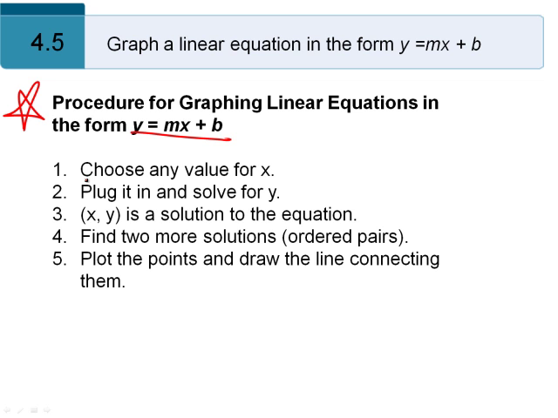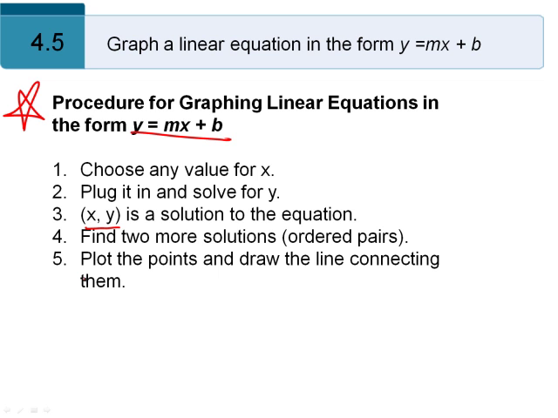Once you choose any value, you plug it in and solve for y. What you have just gotten is an ordered pair, x and y, and that's one of your solutions. Then you just have to go back and find 2 more solutions. In other words, let x equal something else the second time. If you let x equal 0 the first time, the next time you might let x be 1, and then you might let x be 2. Once you've found 3 ordered pairs, you plot those points and draw the line. It's not crazy difficult, but it's weird to get started because people are like, I don't know where to start.